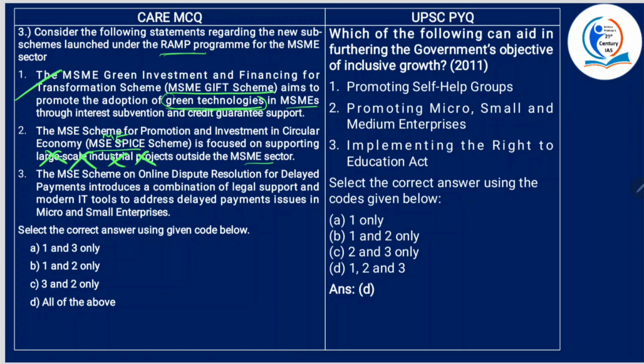The fundamental idea behind MSME SPICE is to support MSME sector. Why will it support large-scale industrial project? This is wrong. Okay, now the MSME scheme on online dispute resolution for delayed payments introduces a combination of legal support and modern IT tools to address delayed payments issues in micro and small enterprises. This is correct. Okay, see, actually you don't need to read the statement. If 2 is gone, this is gone, this is gone, this is gone. Okay, so A is the answer, 1 and 3.